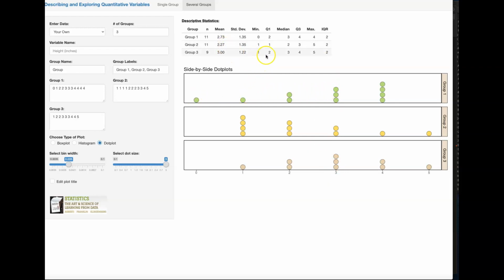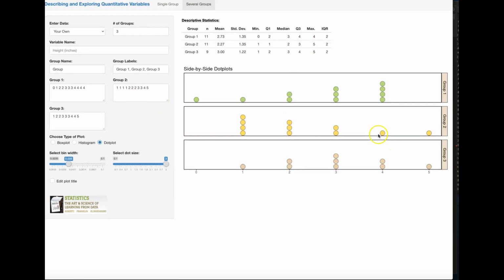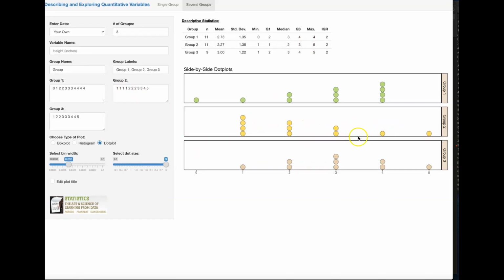Now looking at group 2, you can see a skewed right distribution here. With this skewed right distribution, the median is 2 and the mean is 2.7, so it's actually greater than the median in this case, because this outlier is pulling the mean towards it, since the mean is sensitive to outliers.